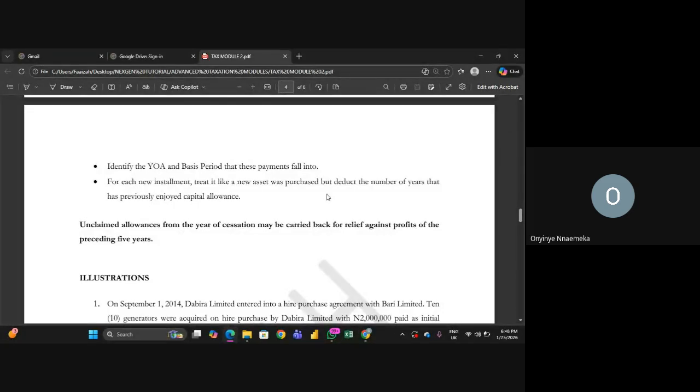So what we are trying to say is that for each new year of assessment, you remove the previous year of assessment that we have done before. For example, the assets you are going to be paying for 3 years. In year 1, you pay deposit and like 3 installments. Year 2, you pay like, let's say, 6 installments. Year 3, you pay like 3 installments.